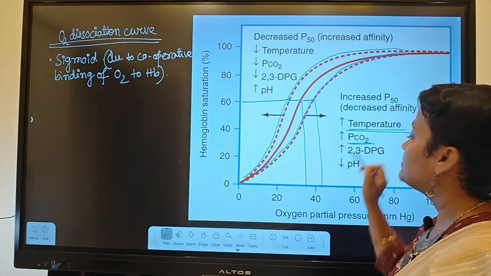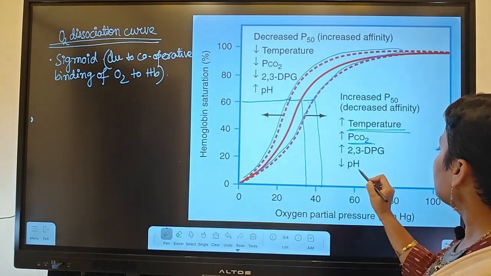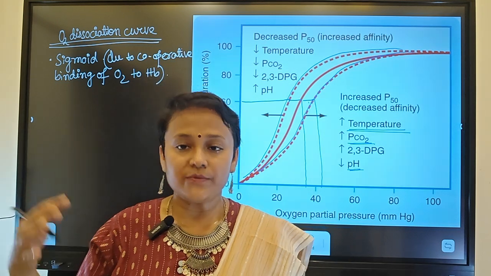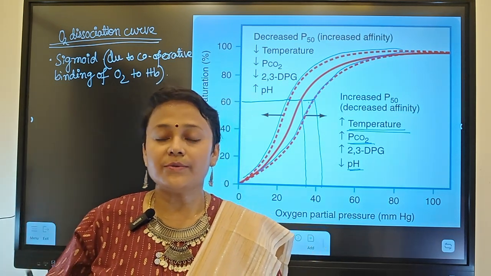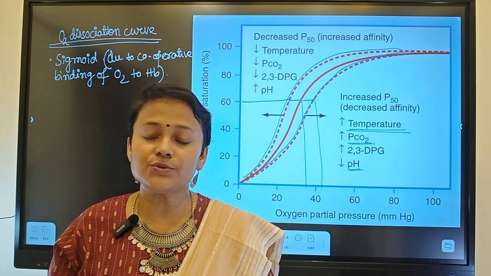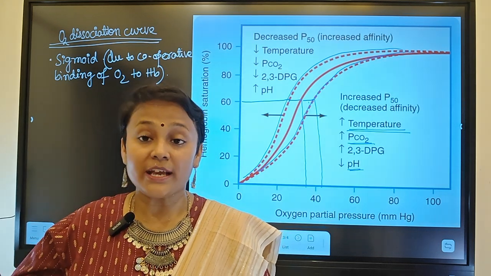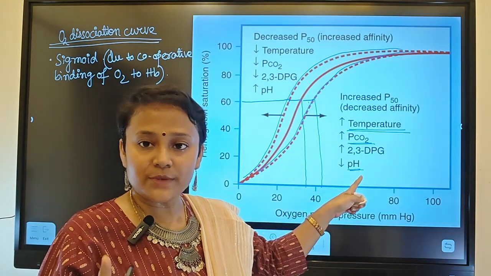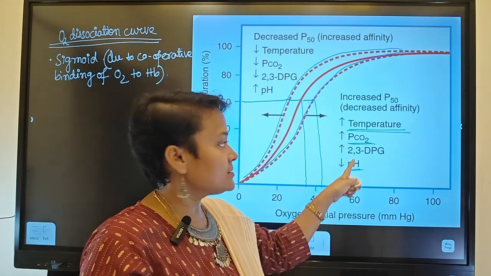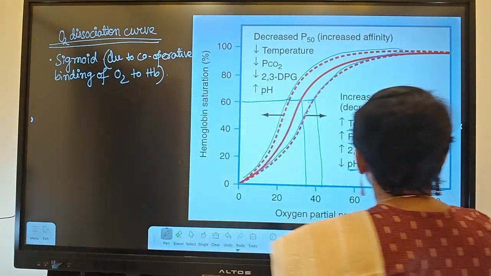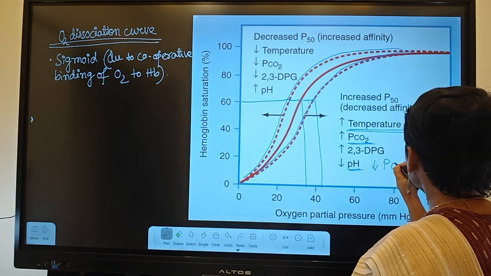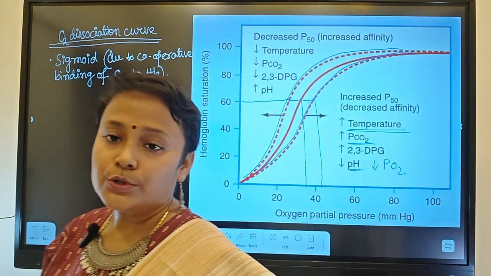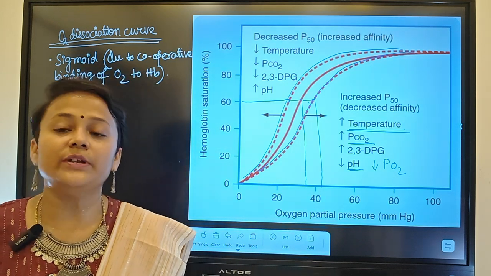In tissue, there will be constant production of carbon dioxide. High PCO2 means high partial pressure of carbon dioxide. Then low pH. As carbon dioxide production is more, we will discuss in the next class that there will be formation of carbonic acid. Carbonic acid can dissociate to bicarbonate and H+. So H+ will be high, right? High H+ means low pH. So low pH, high PCO2, low PO2 and high temperature will favor the curve to shift to the right side, means affinity will decrease.